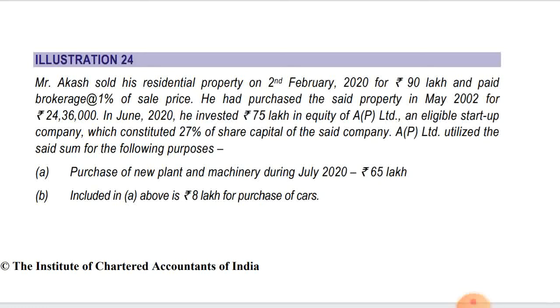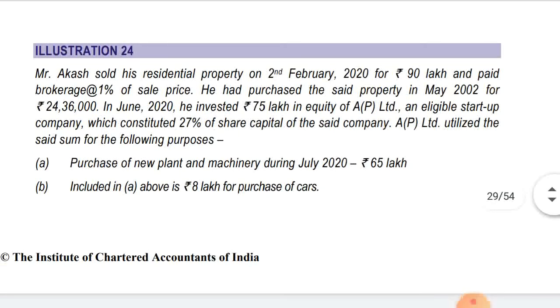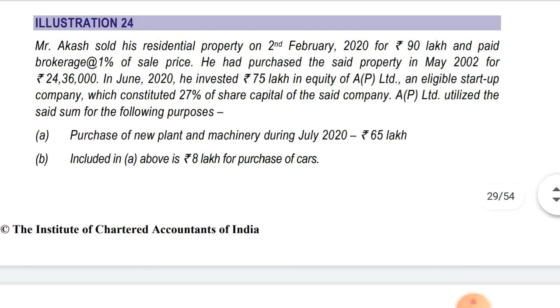AP Limited utilized the said sum for the following purposes: purchase of new plant and machinery during July 2020 is 65 lakhs.